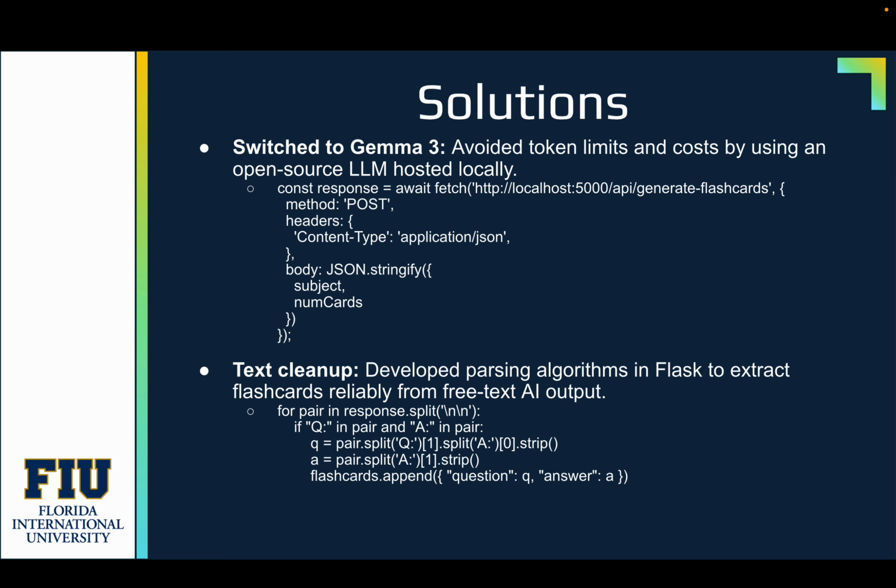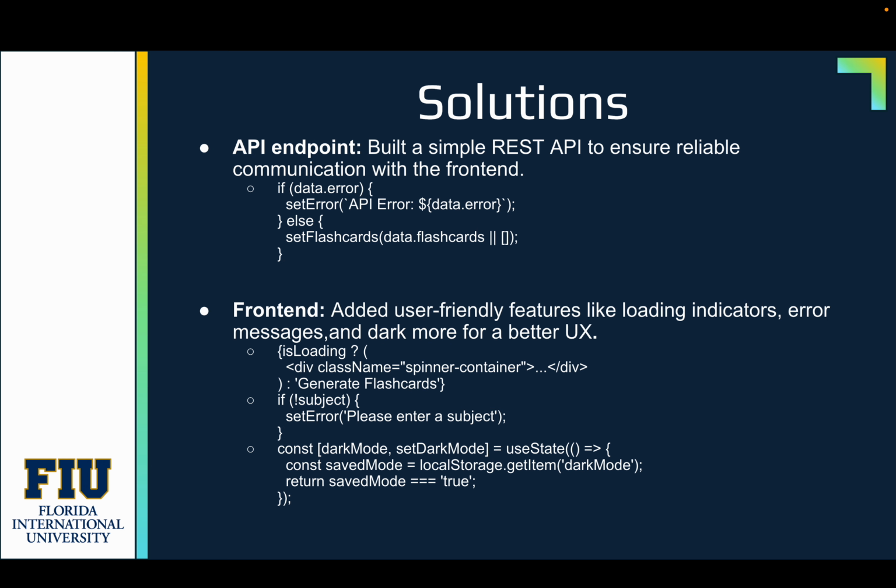These are some of the solutions we came up with for these problems. We switched to Gemma 3 to avoid the problems with Gemini and OpenAI. We avoided token limits and costs by using an open source LLM hosted locally. We also used text cleanup. We developed parsing algorithms in Flask to extract flashcards reliably from free text AI output. API endpoints. We built a simple REST API to ensure reliable communication between the backend and the front end. In the front end, we also added user-friendly features like loading indicators, error messages, and dark mode for a better UX.